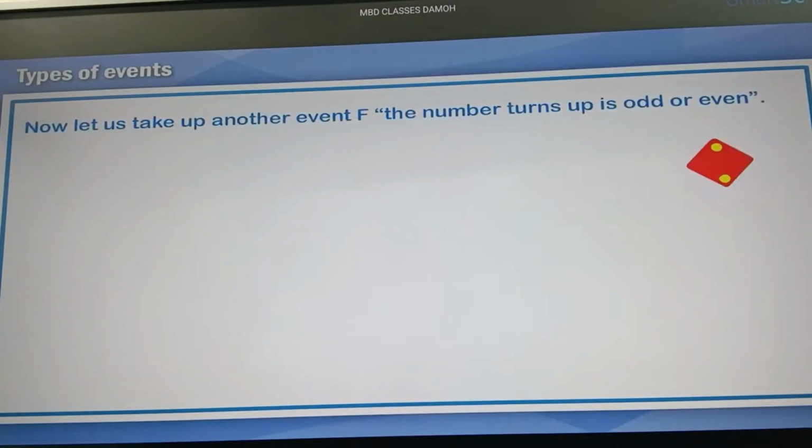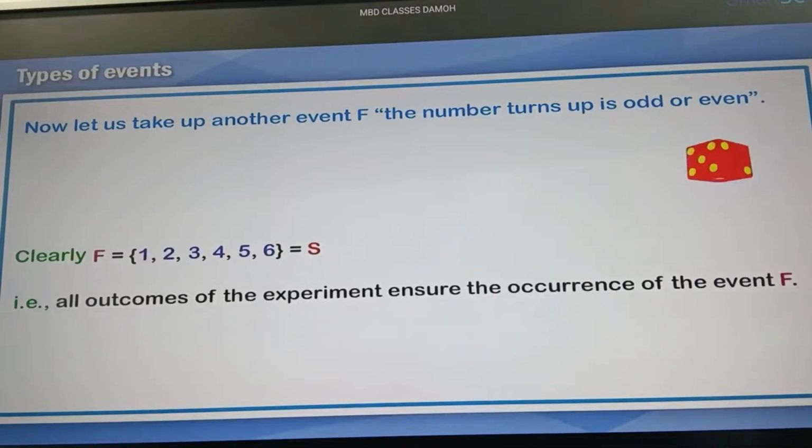Now let us take up another event F: the number that turns up is odd or even. Clearly, F = {1, 2, 3, 4, 5, 6} = S. That is, all outcomes of the experiment ensure the occurrence of the event F. Thus, the event F = S is a sure event.